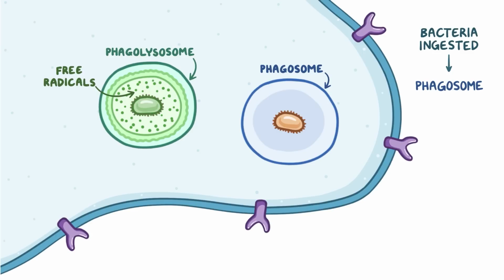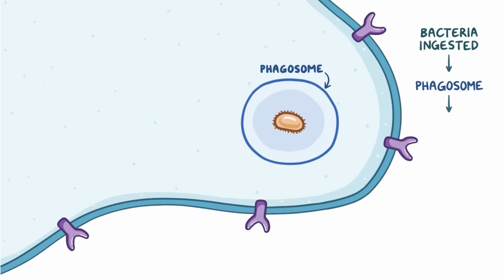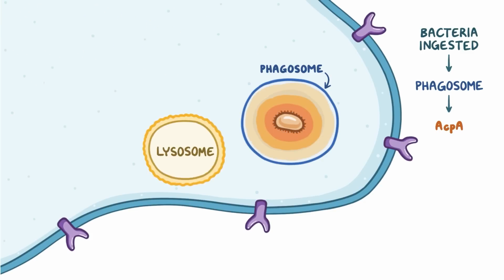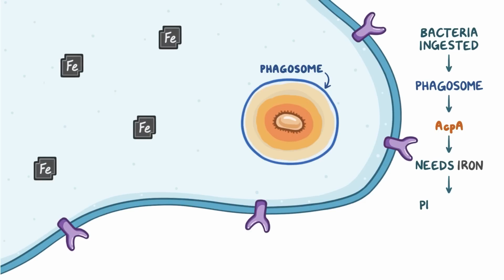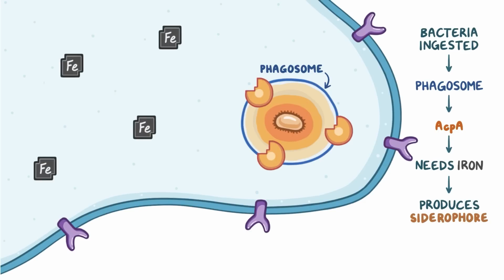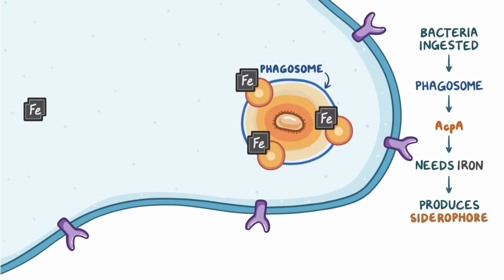However, Francisella tularensis produces an acid phosphatase, called ACPA, which inhibits the fusion between phagosome and lysosome, helping it avoid intracellular destruction. And now Francisella tularensis can replicate safely inside the macrophage. And to replicate, it needs iron, so it also produces a siderophore, which is a term used for a group of small, high-affinity iron chelating compounds that snatch iron from host cells.